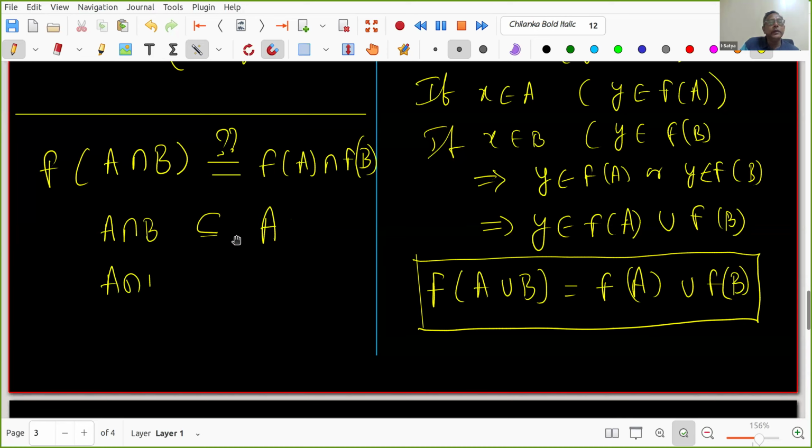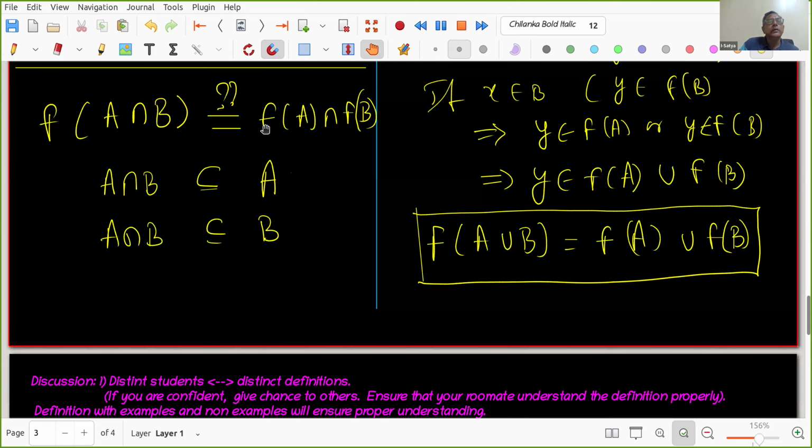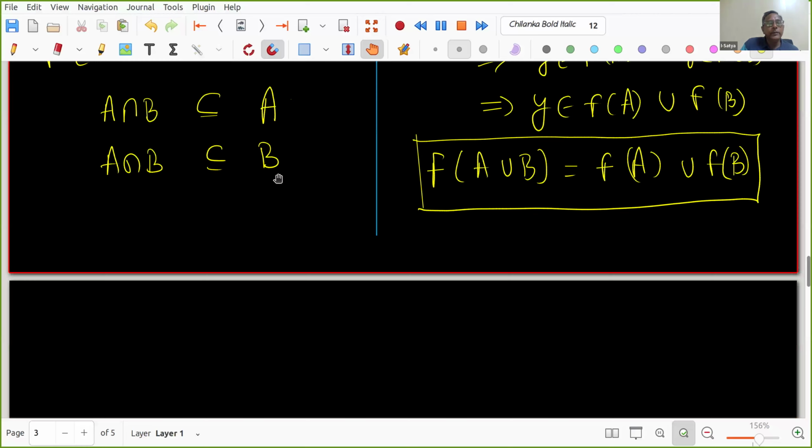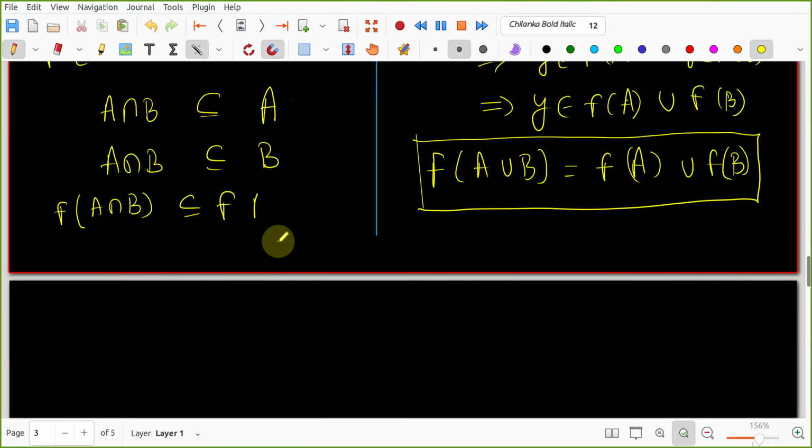This is fine. What next? A intersection B is a subset of A. A intersection B is a subset of B. What next? So in that case, f of A intersection B is also a subset of f of A, and f of A intersection B is also a subset of f of B.